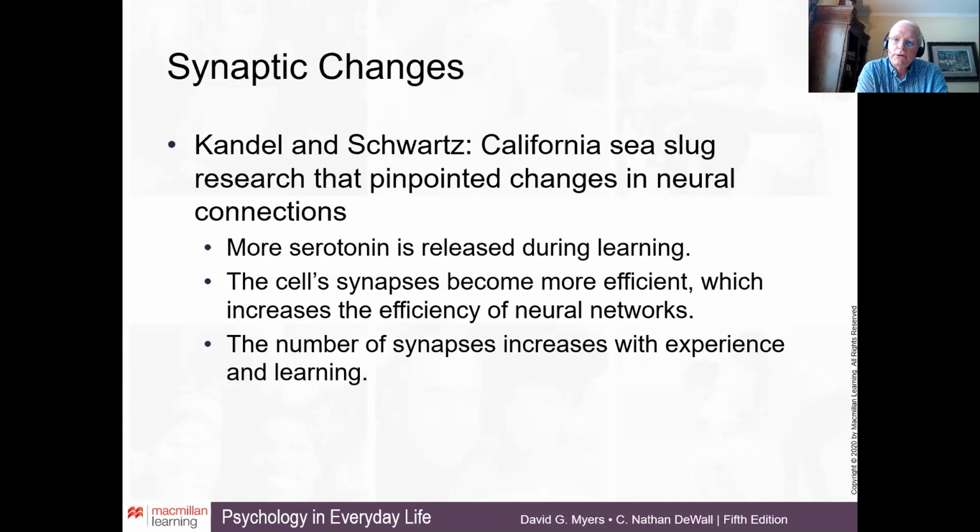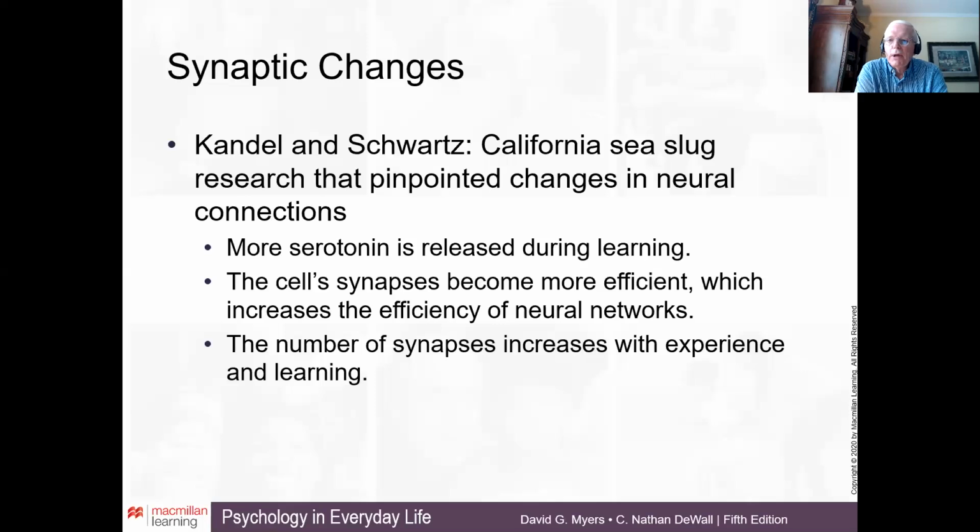Well, eventually, just squirting the water on the sea slug alone caused it to retract its gills. In other words, the sea slug had been taught to retract its gills when squirted with water. So this was an acquired response through classical conditioning.